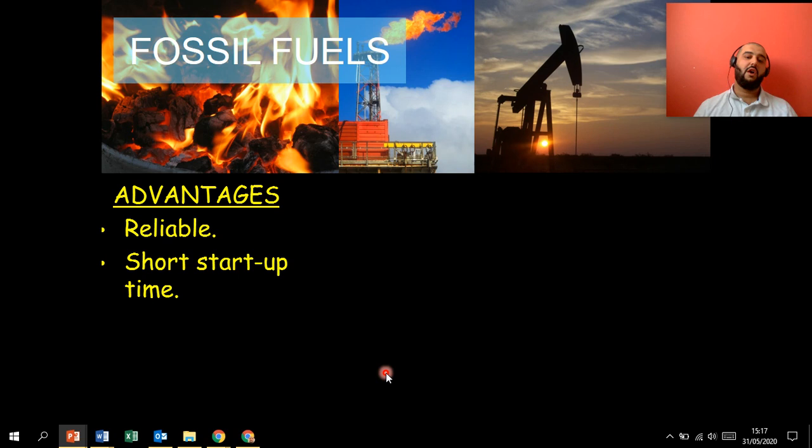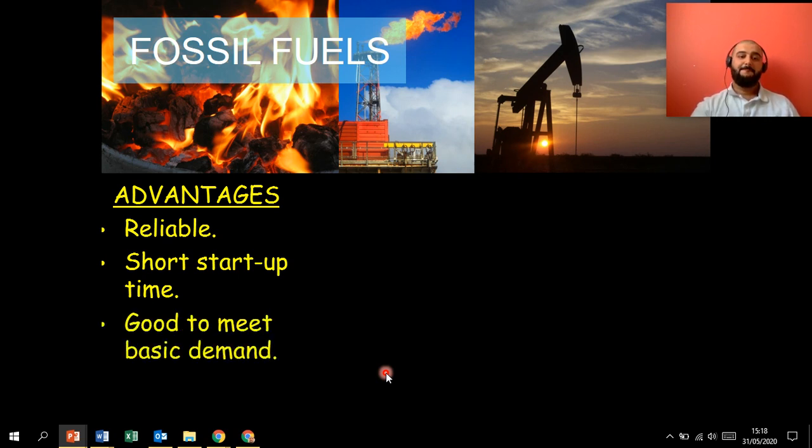So it's very, very reliable in many different ways. Short startup time. What that means is that the technology to harvest this fuel source has been around for over 100 years. It's proven, it's tested, and it's very much established all around the world. Good to meet basic demand. Obviously, this goes back to the idea of it being very accessible, and even poorer countries with limited technology can certainly capitalize on this fuel source.